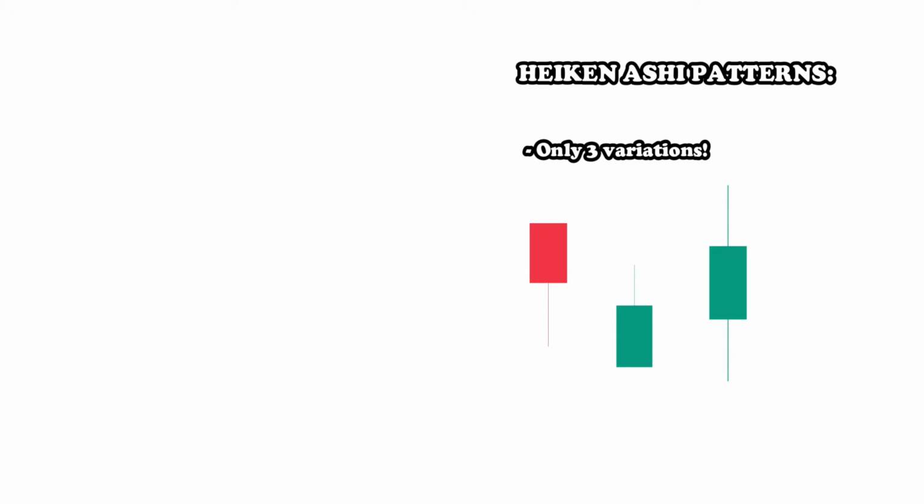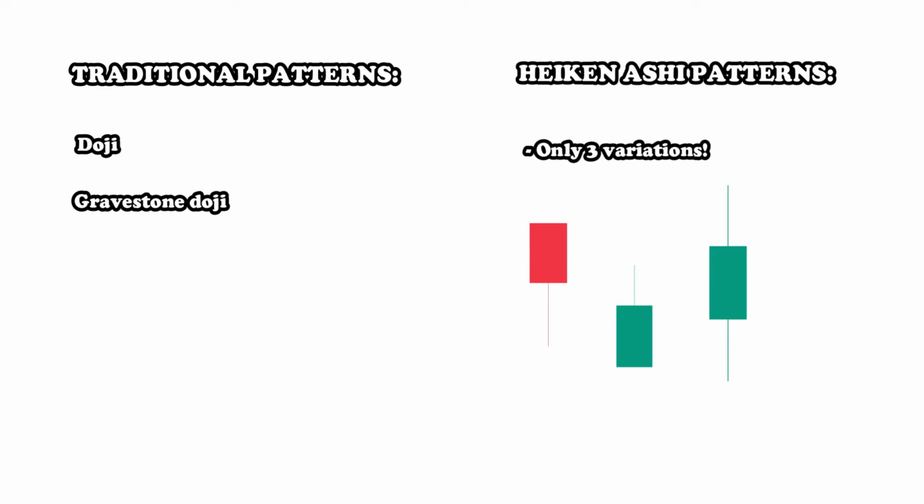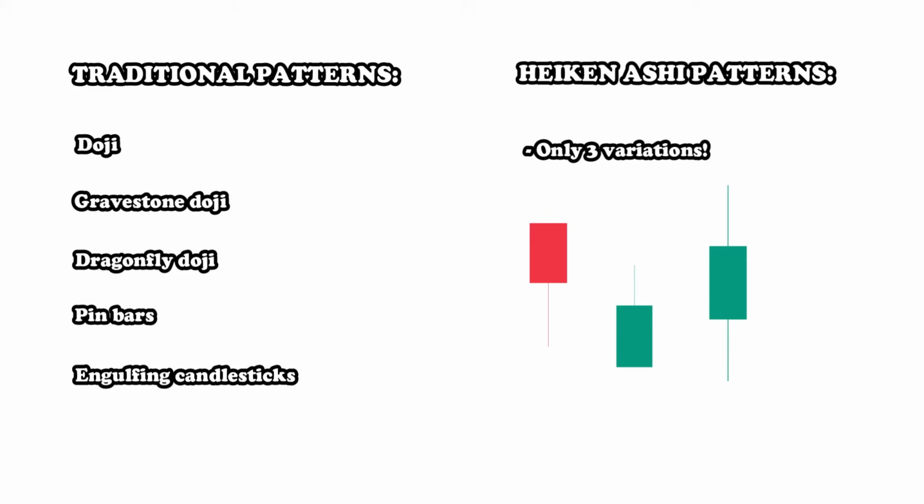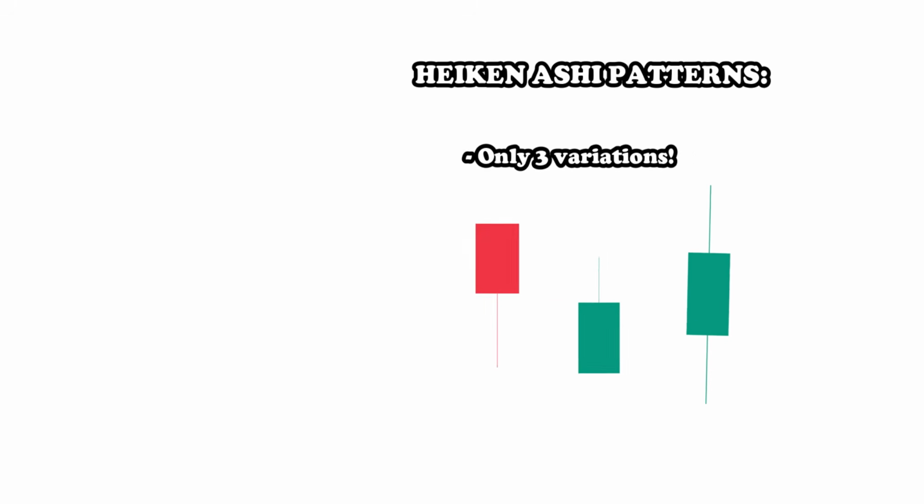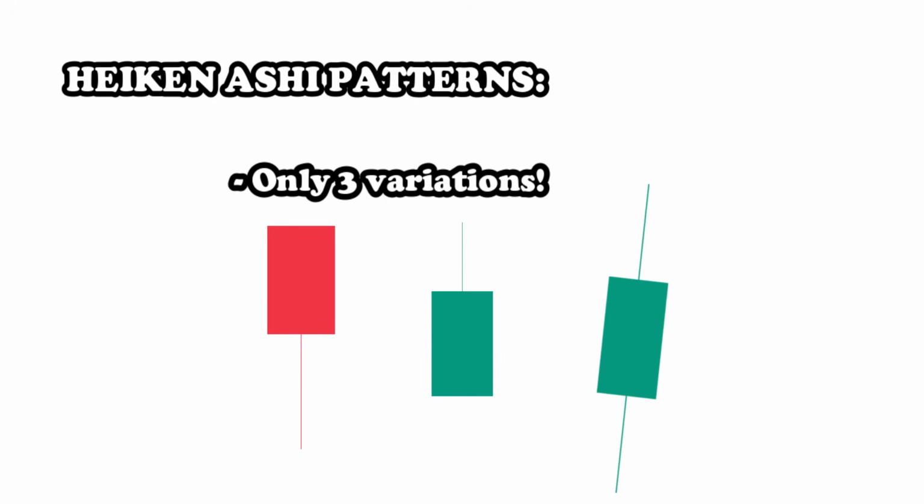When it comes to Heiken Ashi price action patterns, there are fewer variations compared to traditional candlestick patterns. For example, with candlestick bars, there are numerous types of patterns such as doji, gravestone doji, dragonfly doji, pin bars, engulfing candlesticks, and so forth. However, with Heiken Ashi bars, I have simplified them into 3 main types of price action patterns, making it easier to analyze and reducing the noise while trading.